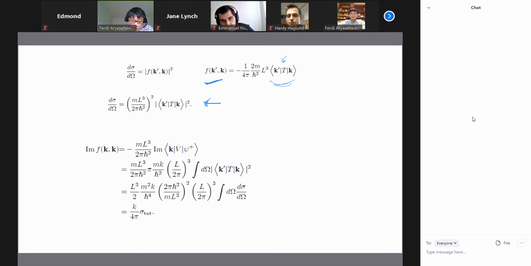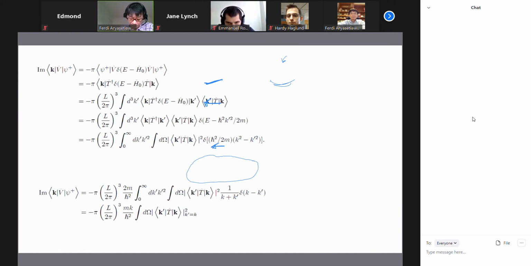If we look at the imaginary part of the scattering amplitude, then it's just given by the imaginary part of this matrix element. And we have shown in the previous slide that it is given by this thing here, apart from some constants. That comes from the previous expression we have. Let me go back a little bit. So it's from here. Yes, this one here.